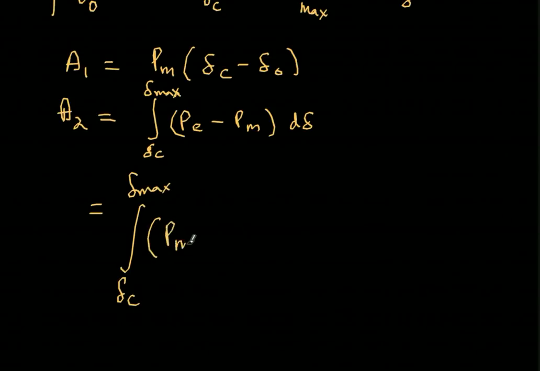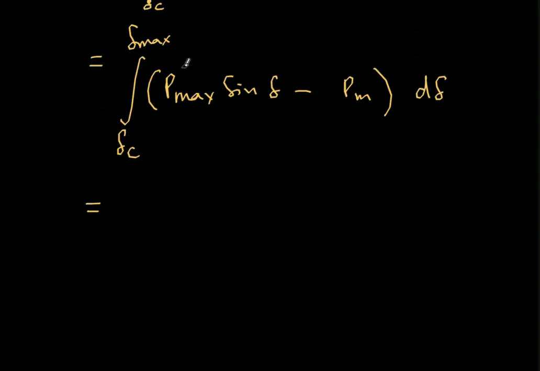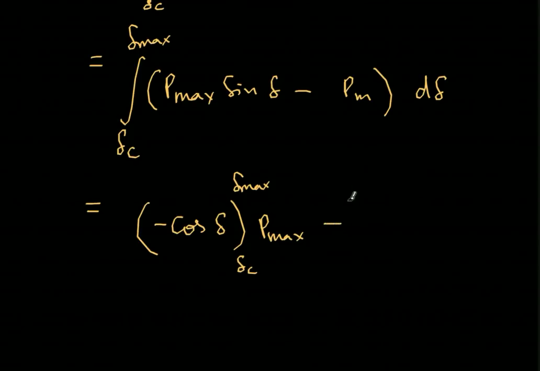So P is P max sine delta minus PM, all with respect to d delta. Now, what is the integration of this? Integration of sine is minus cos delta, and P max is anyway constant, that is just a coefficient. So this is from delta C to delta max. Similarly, the integration of PM d delta is nothing but PM into delta, and the delta range is delta C to delta max.